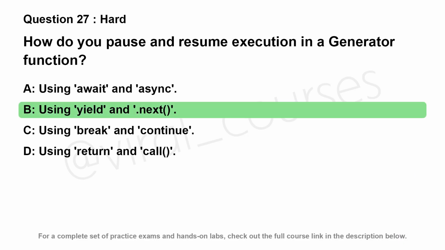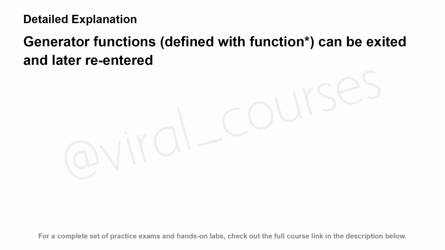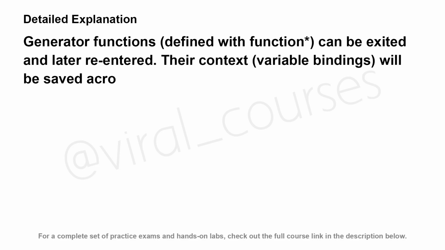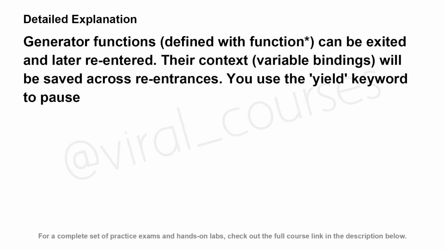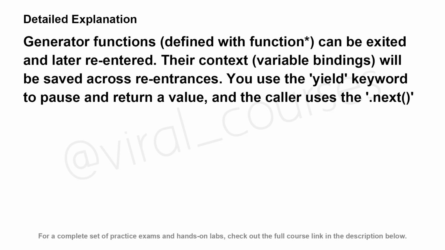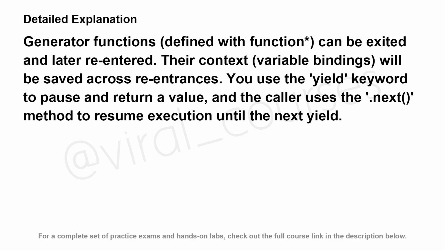The correct answer is B. Generator functions, defined with function*, can be exited and later re-entered. Their context, variable bindings, will be saved across re-entrances. You use the yield keyword to pause and return a value, and the caller uses the next method to resume execution until the next yield.